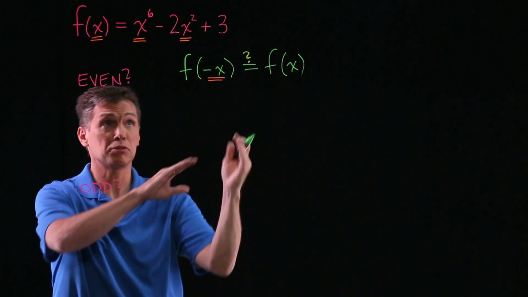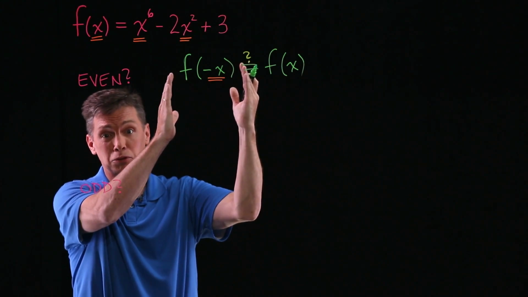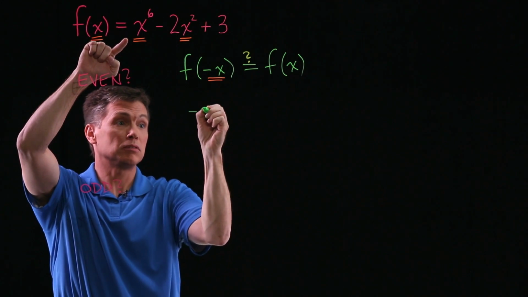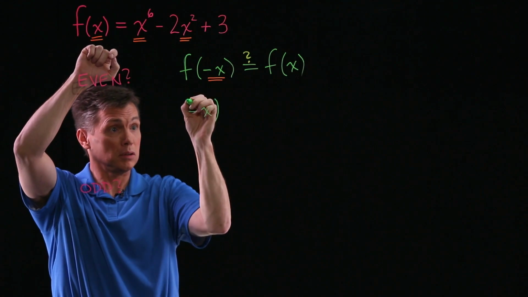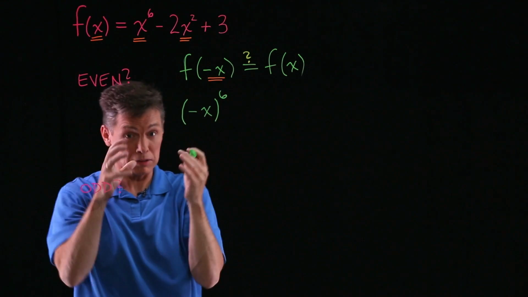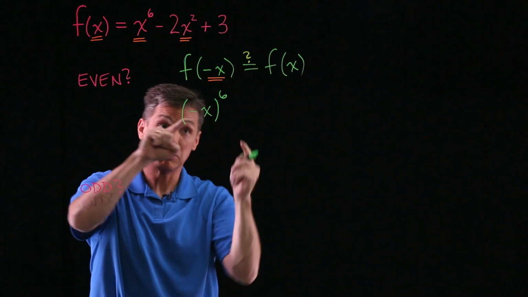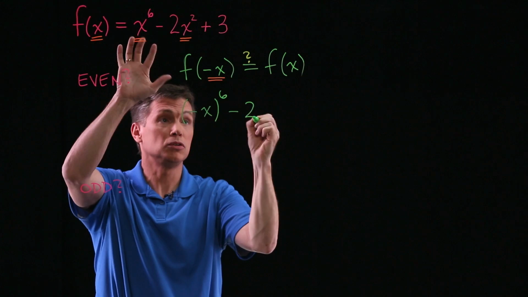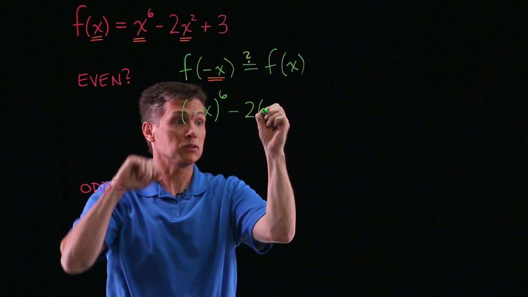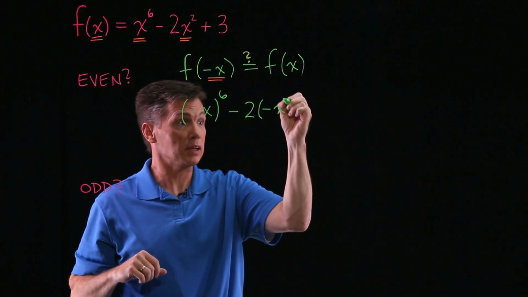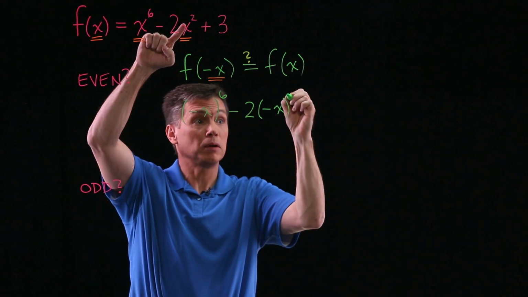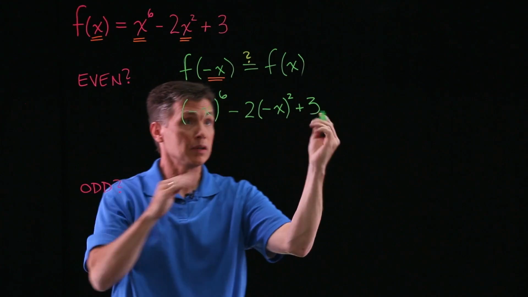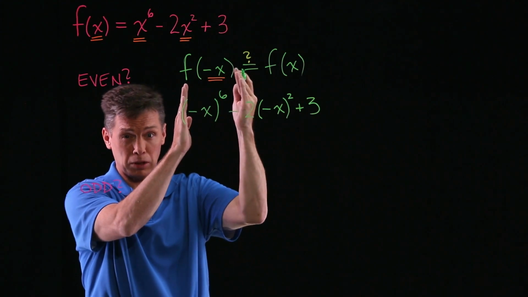So this next step for me on the left-hand side of this question is putting a minus x wherever I see an x. And be careful, put parentheses around the entire argument. The entire argument's being raised to the 6th power. And then minus 2, there's that argument again, so put parentheses, minus x to the 2 power, and then plus 3. And that's the entire left-hand side of my question.